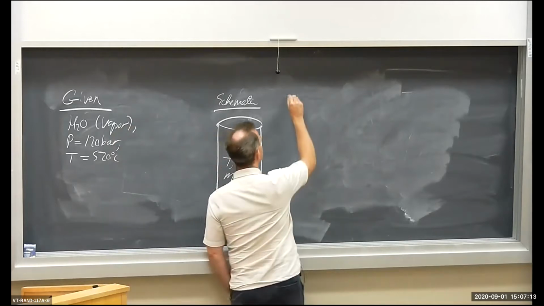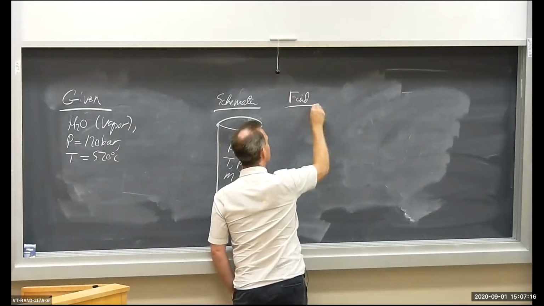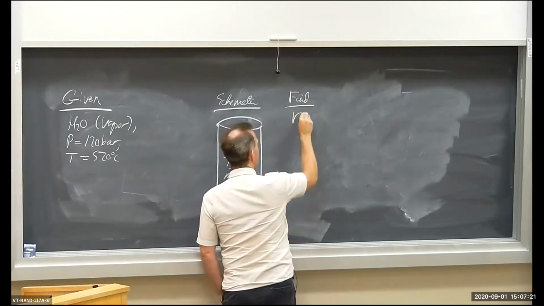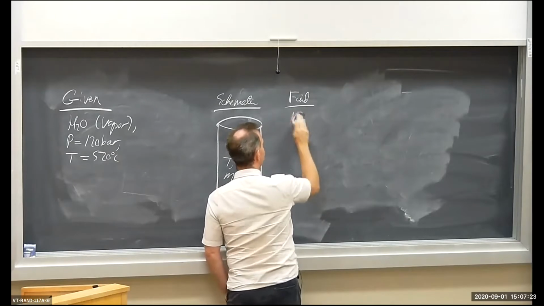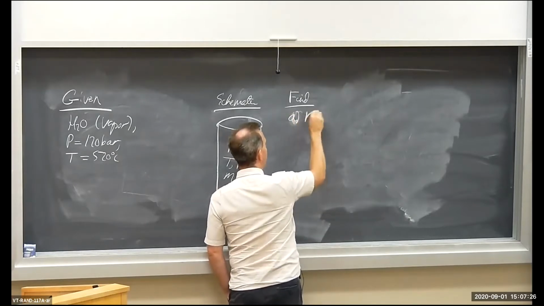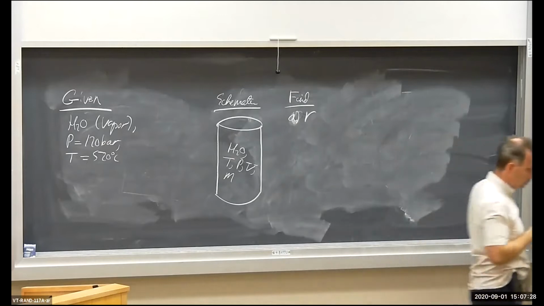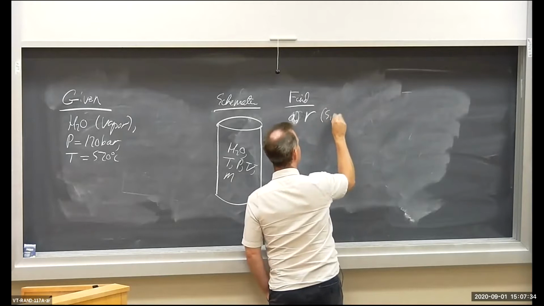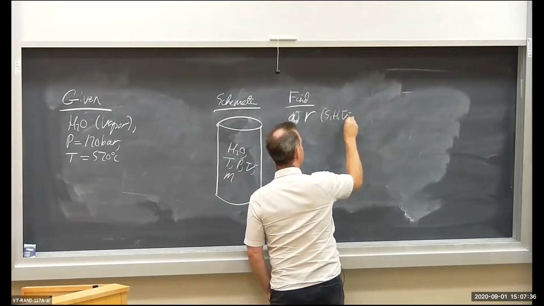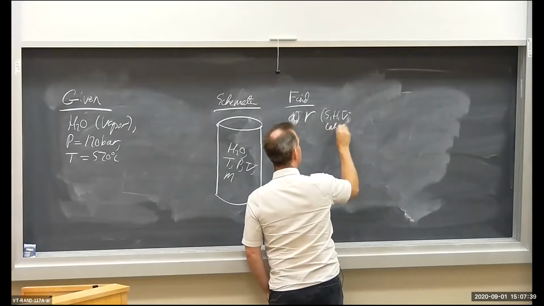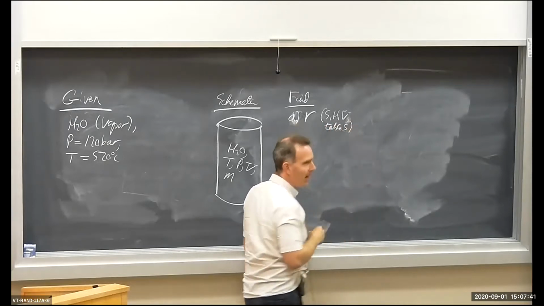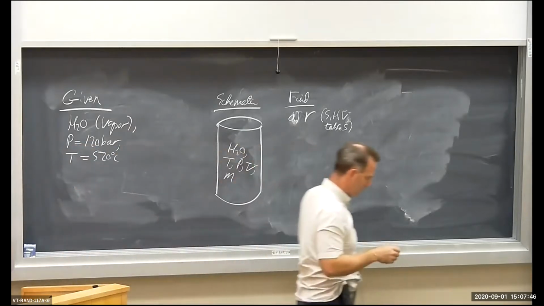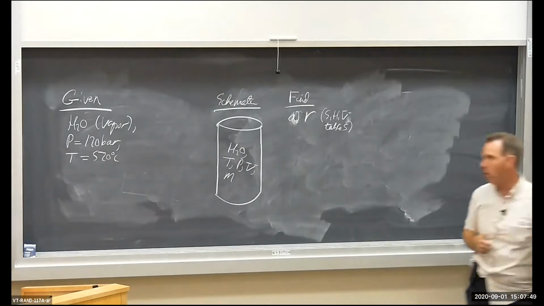Find. First of all, I want to find the specific volume. So this will be the first part, part A. Let's find the actual specific volumes using superheated vapor tables. This is going to be my actual specific volume. The tables are correct. The tables give you the specific volume.